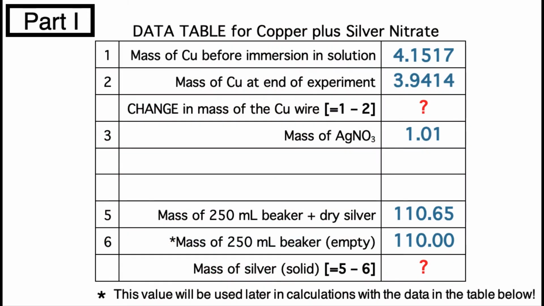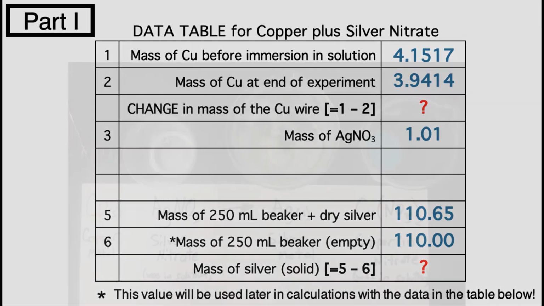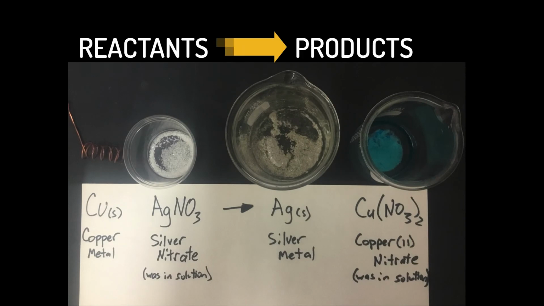At the end of part 1 of the experiment, the data table at the top of page 6 should look like this. Use the data to determine the change in mass of the copper wire and the mass of the silver solid. Use the observations that you made and the data that you collected to answer questions 1 through 11 on pages 4 and 5 of the lab.